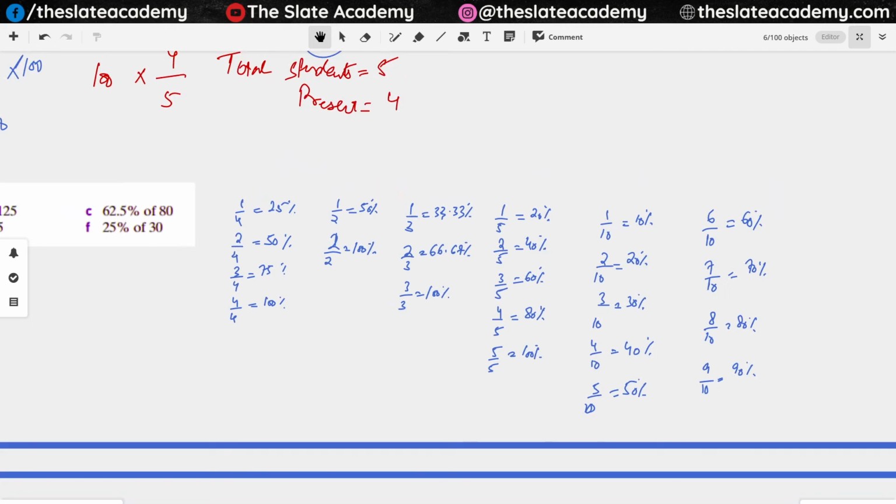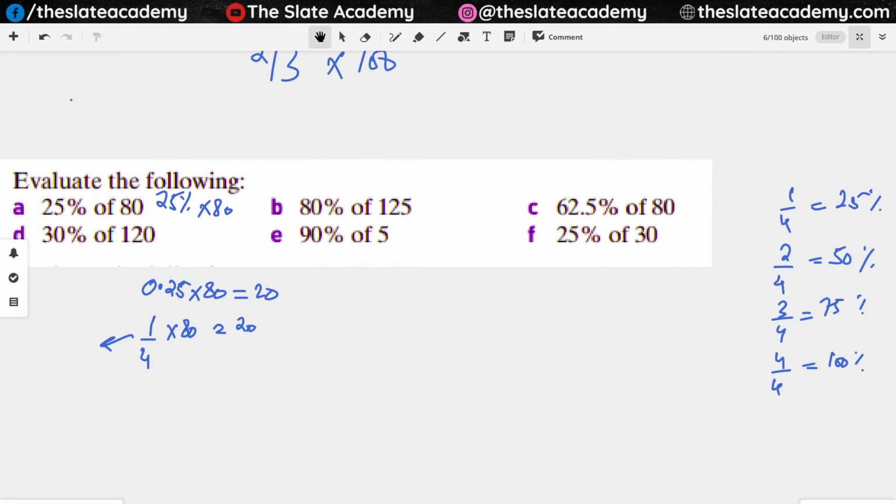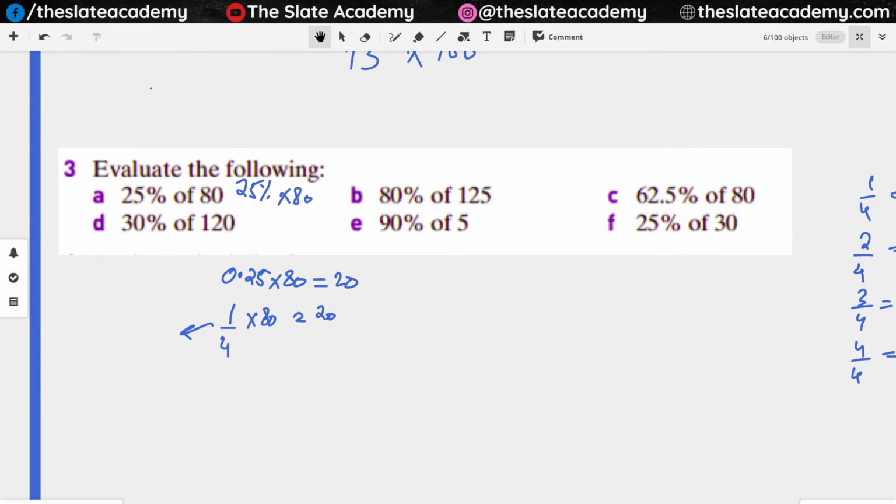So these are percentages. Obviously, you'll get used to converting percentages into fractions and fractions into decimals as you practice more and more. In this question, there are three ways to solve it in your calculator.